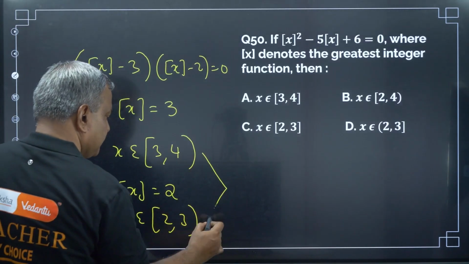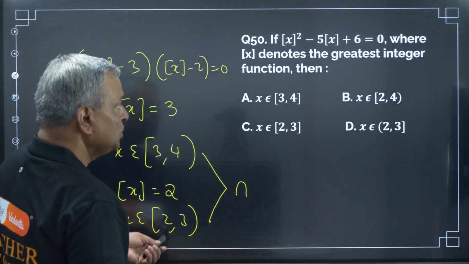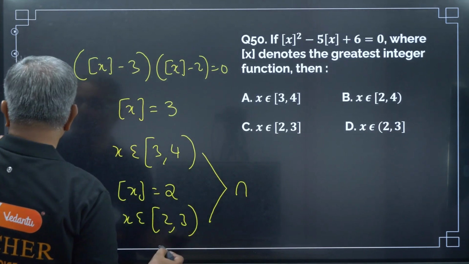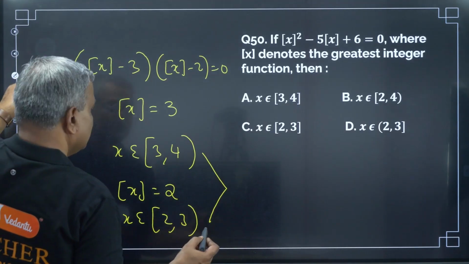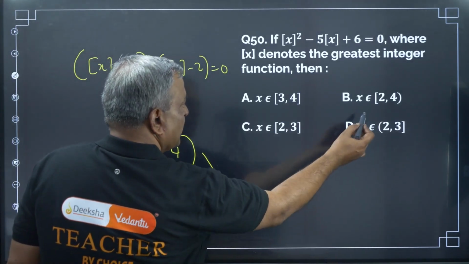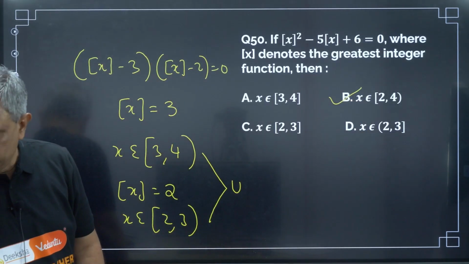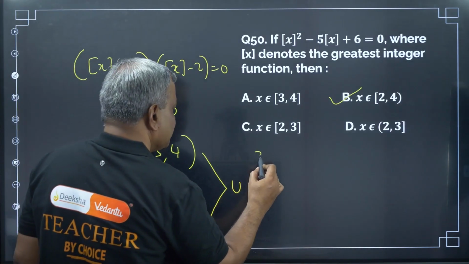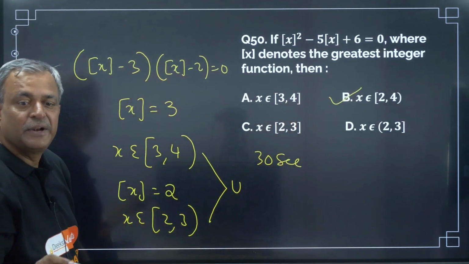If we take the intersection of this one, no, both, you have to consider the union, not the intersection. You have to take the union. So the final answer is the interval 2 closed, 4 open, option B. 50, option B is correct. It takes hardly 30 seconds. If you don't know the function, nobody can help you.